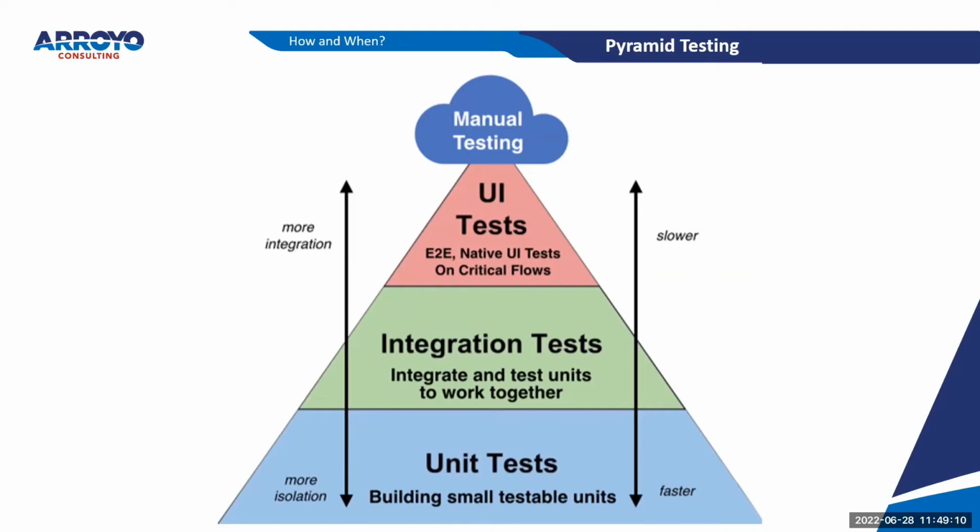So the idea is testing a specific part of the code, not all the functionality. It is related to only one function, one class, one method. On the second level is integration testing. The idea is to integrate and test different components that work together. On the last level, the UI testing, more related to end-to-end or native UI tests.